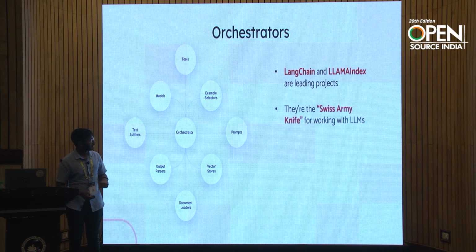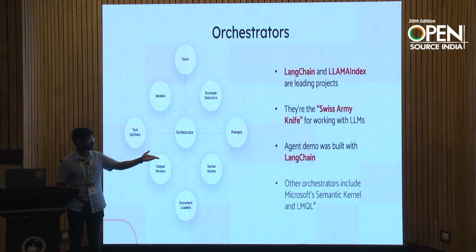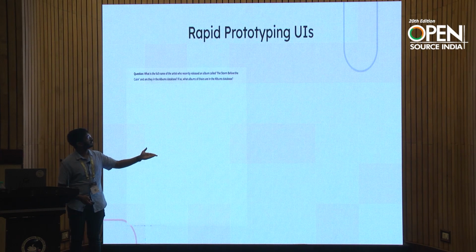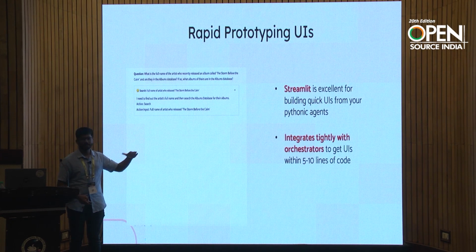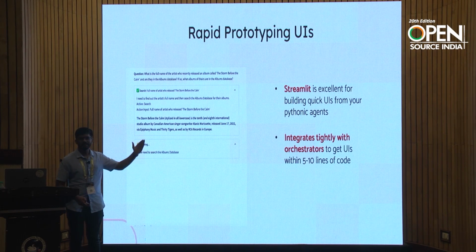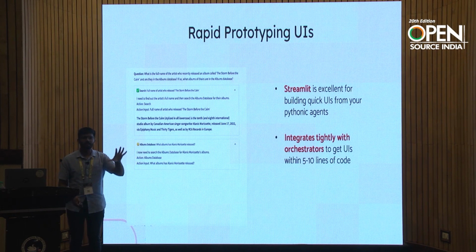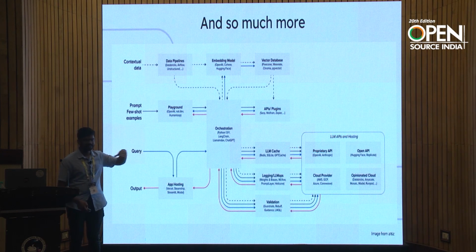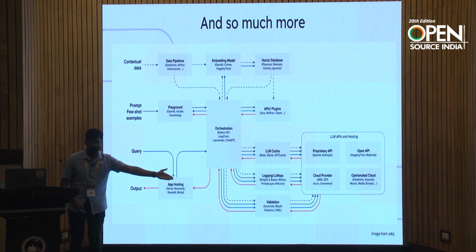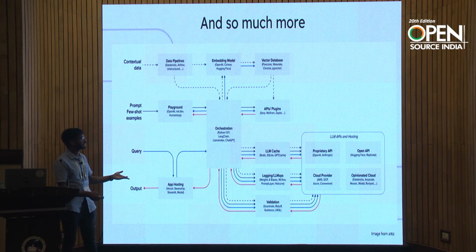So let me quickly wrap it up. LangChain is a Swiss Army knife of working with LLMs, and the agent demo was built with LangChain. For rapid prototyping UIs, the UI you saw was built with Streamlit. I'm just going to skip over this in the interest of time, but Streamlit allows you to build chat UIs in 5 to 10 lines of code. Finally, there are a lot of tools like this. Go ahead and look at them. This is an image from A16Z, which is Andreessen Horowitz.